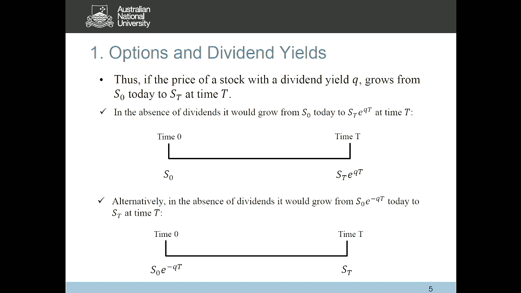Okay, so that's one way to express the dividend yield. The alternative way is we can say in the absence of the dividends, the share price will grow from an amount that's less than S0. How much? S0 times e to the power of minus QT. This amount is smaller than S0, and that will grow at a rate of Q to ST.